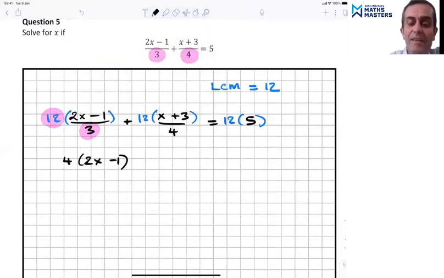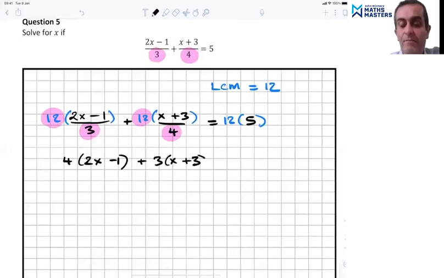Now, in the next part, we have a 12 on top, we have a 4 on the bottom. And what's 12 divided by 4? Exactly, Mary. So we put 3 on top. 12 divided by 4 is 3. So that's 3 multiplied by x plus 3 equals 12 multiplied by 5, which is 60.